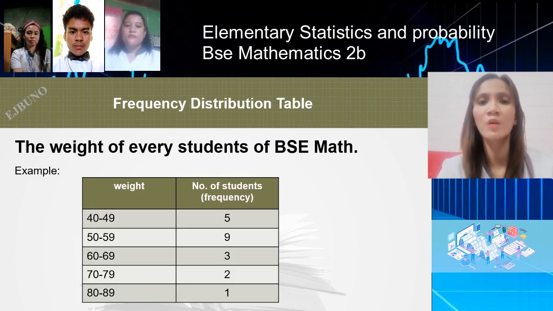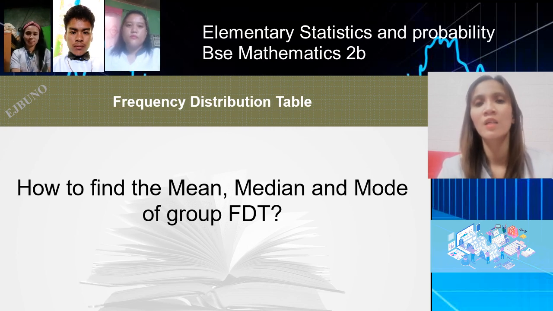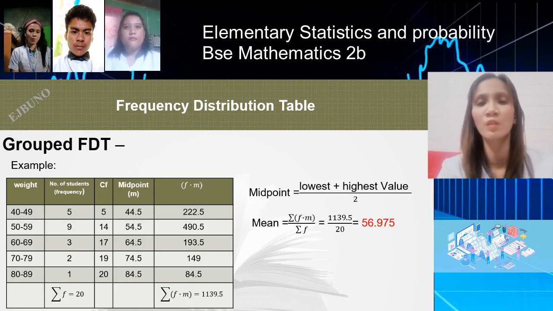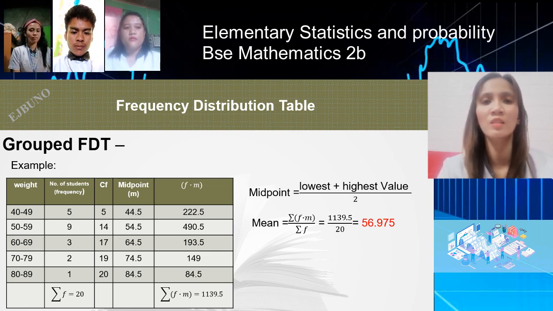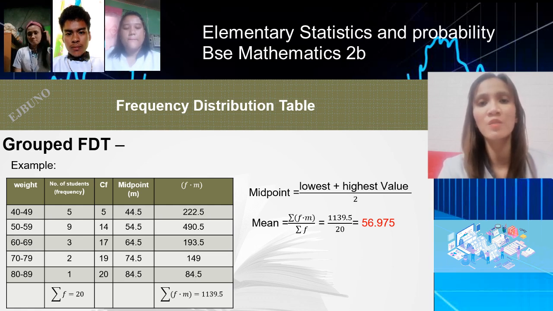So our example is the table showing the weight of every student of BSE Math. Now we also need to know how to find the mean, median, and mode of the group frequency distribution table. In this example, you need to know first how to get the midpoint. Midpoint is equal to the lowest value plus the highest value divided by 2. So after getting this, we need to get the frequency times the midpoint.